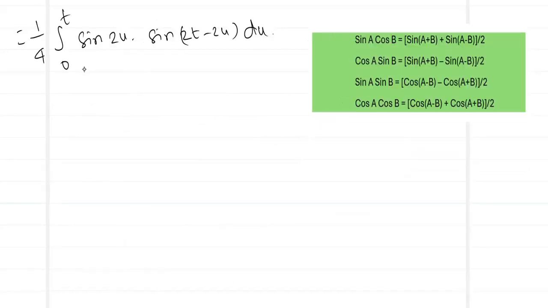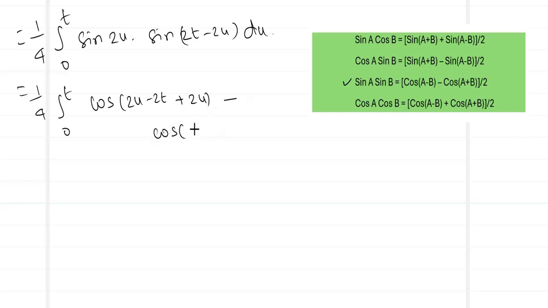Now identify the given structure, sin 2u sin (2t minus 2u) du, with the trigonometric identity. What is the identity? Sin A sin B is equal to cos (A minus B) minus cos (A plus B), divided by 2. So this becomes the integral from 0 to t of cos (A minus B): 2u minus 2t minus of minus becomes plus 2u, so cos (4u minus 2t), minus cos (A plus B): 2u plus 2t minus 2u, and the whole thing is divided by 2. So let me take this 2 outside. The entire thing is integrated with respect to du.